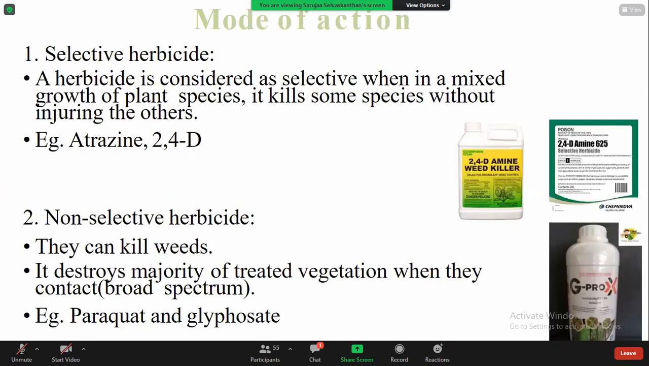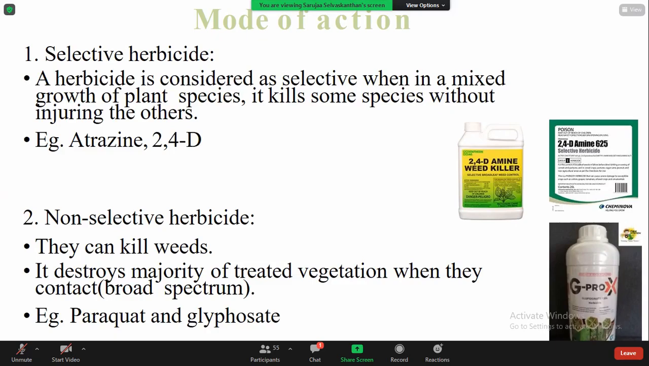Then mode of action. They are also divided into two types: selective herbicide and non-selective herbicide. A herbicide is considered selective when, in a mixed growth of plant species, it kills some species without injuring the other parts. We apply it to a specific part and it only destroys that specific part, with no injury to other parts. Examples are atrazine and 2,4-D.